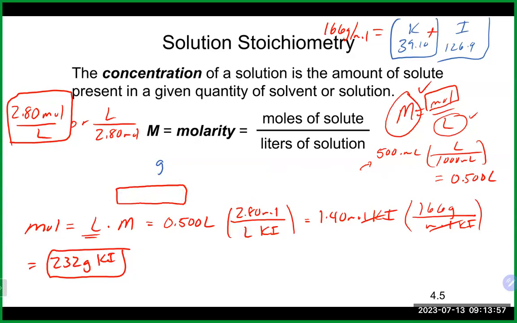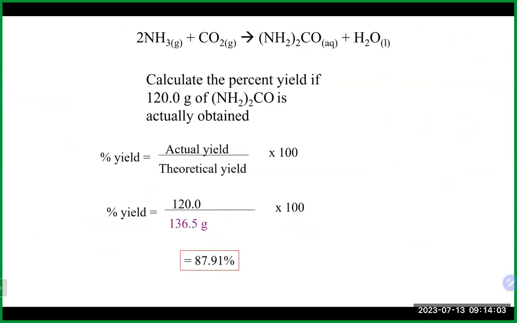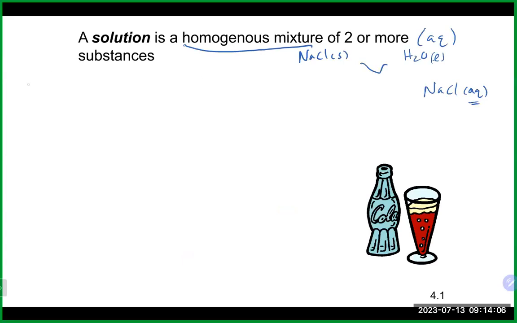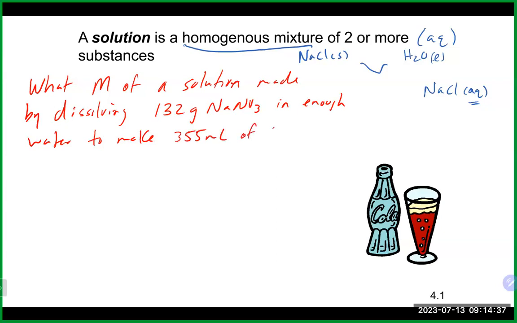All right, let's try another one here. We'll steal this page. All right, what is the molarity of a solution made by dissolving, let's go with 132 grams of sodium nitrate and enough water to make 355 milliliters of solution.